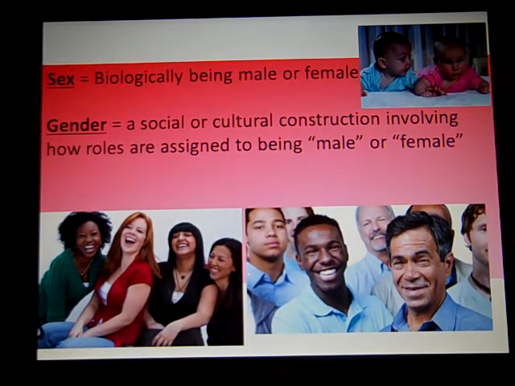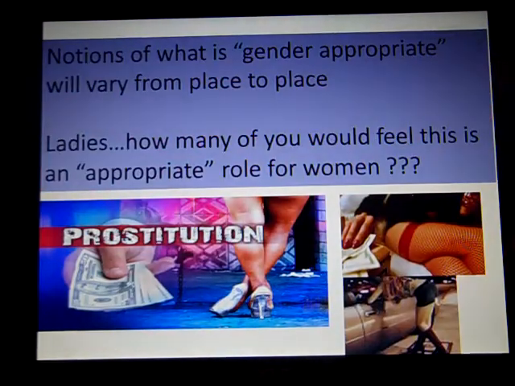Gender, on the other hand, refers specifically to how we assign roles, or how we define being male or female. So gender is a social or cultural construction involving how roles are assigned to being male or female. So we're going to talk a lot about the different nuances of gender. We're not going to talk about sex as much as we're going to talk about gender in this unit.